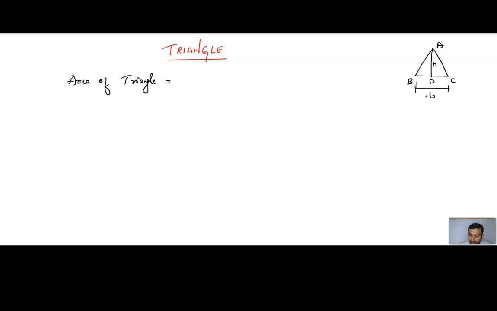Now, if you want to find the area of the triangle, the basic formula we have is half into base into height. So directly we can write the area of triangle is half into B into H square centimeter or square units. So the area of triangle formula is what, children? Half into base into height.